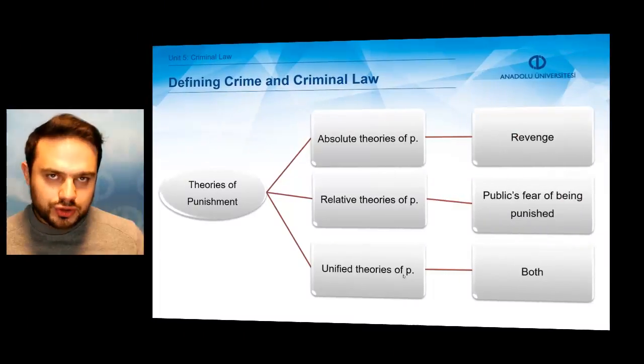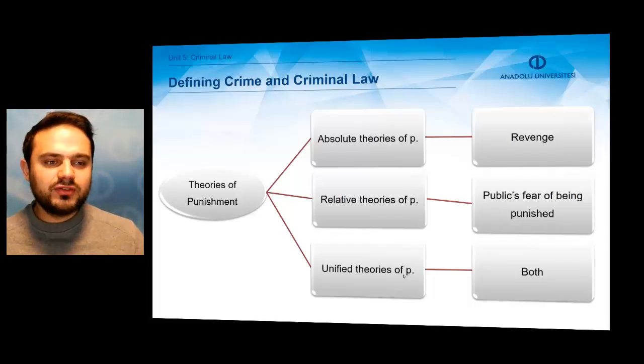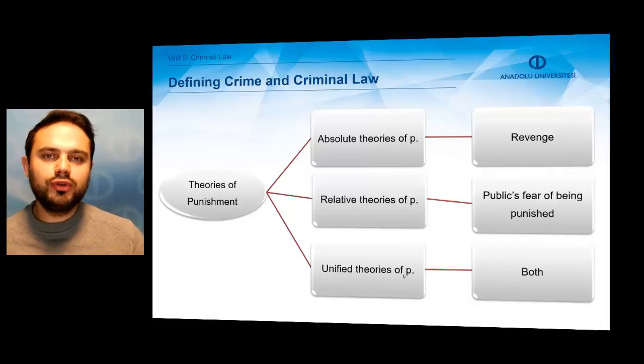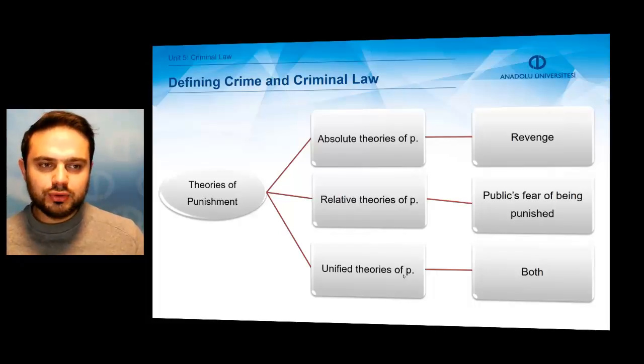Absolute theories of punishment are about looking at the past. It's about revenge. Relative theories of punishment look into the future, and it's about the public's fear of being punished. I will explain this later. And unified theories of punishment look both to the past and to the future.